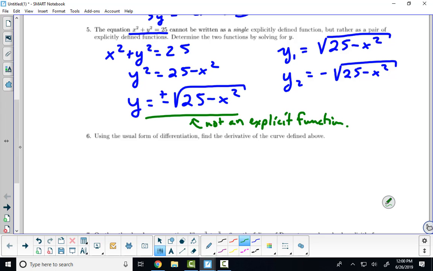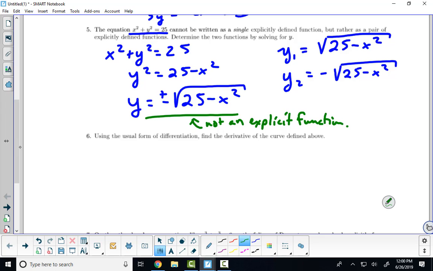But if I were to plug in, say, 0 for x, what are my outputs? Both 5 and negative 5. So that is not an explicitly defined function. In terms of vocabulary you've used before, it fails the vertical line test. That's okay. We can get around it, and that's what we're going to do from here on out. So I still want you to remember what denotes an explicit function, and it must pass the vertical line test.